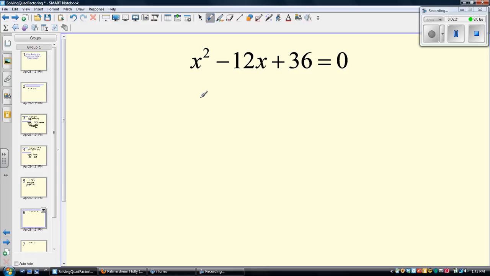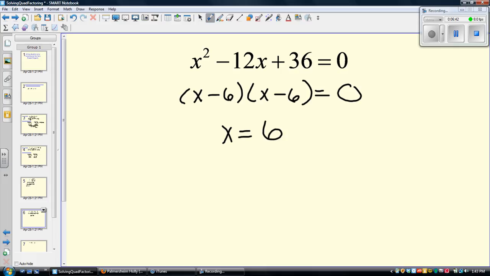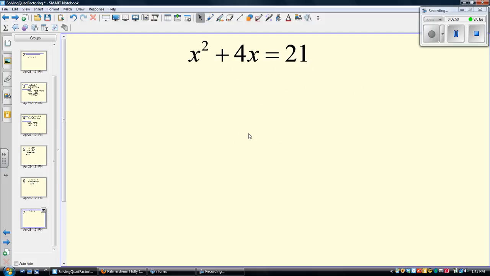Okay, so here's hopefully what you ended up with. First we factor x minus 6 and x minus 6, because to add to be negative 12 and multiply to be positive 36, they both have to be negative 6. Then because we have minus 6, we end up with x equals 6, because we're setting each of these equal to 0, add 6 to either side. So because they're the same, x equals positive 6.